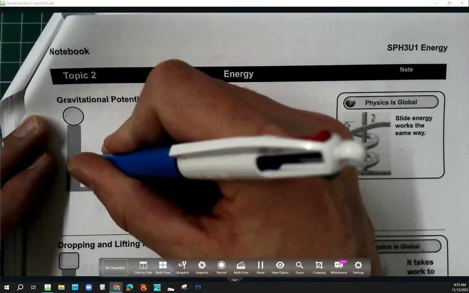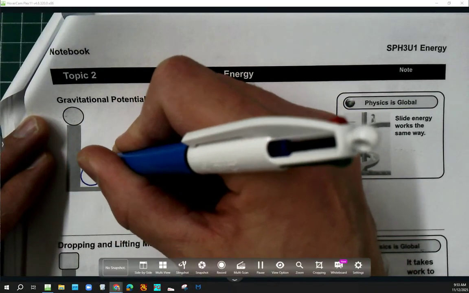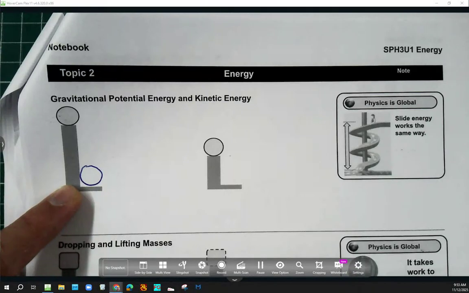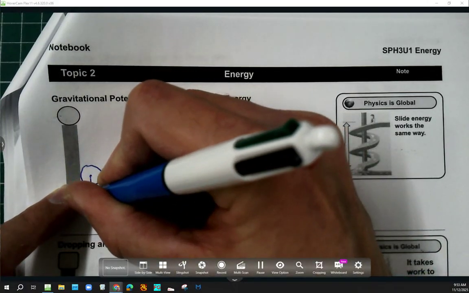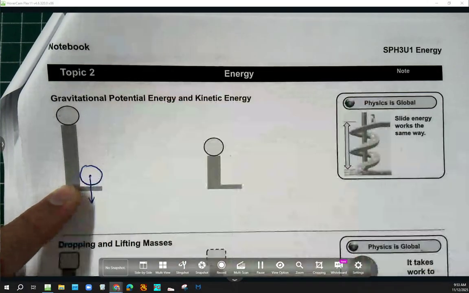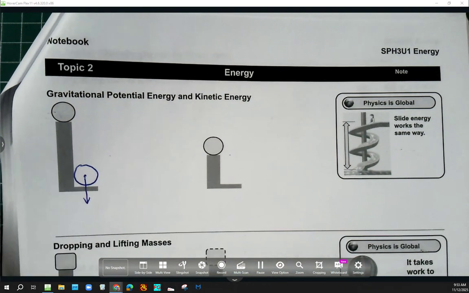And when it falls, does it have any speed? Makes sense, right? So it's going to hit the ground with some speed. And that arrow isn't a force, it's an indicator that there's some speed.